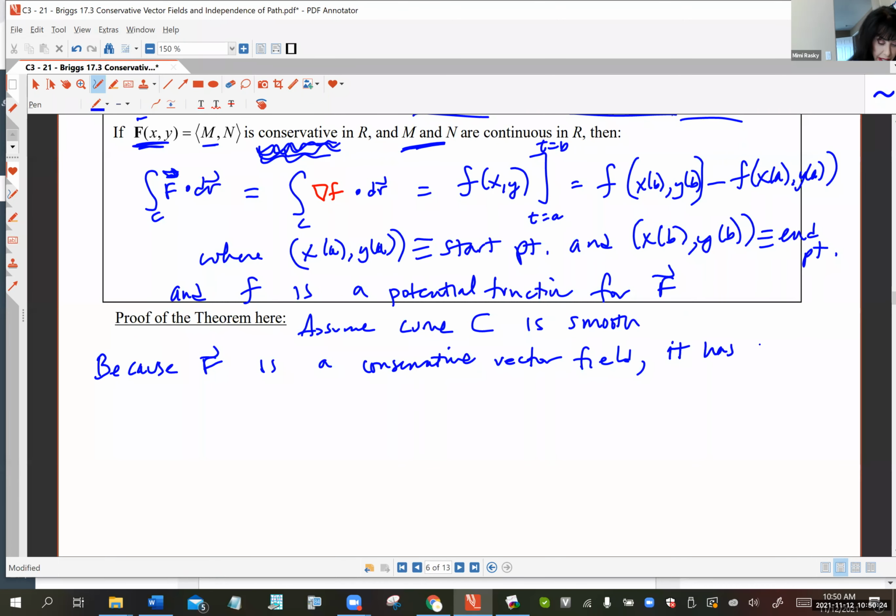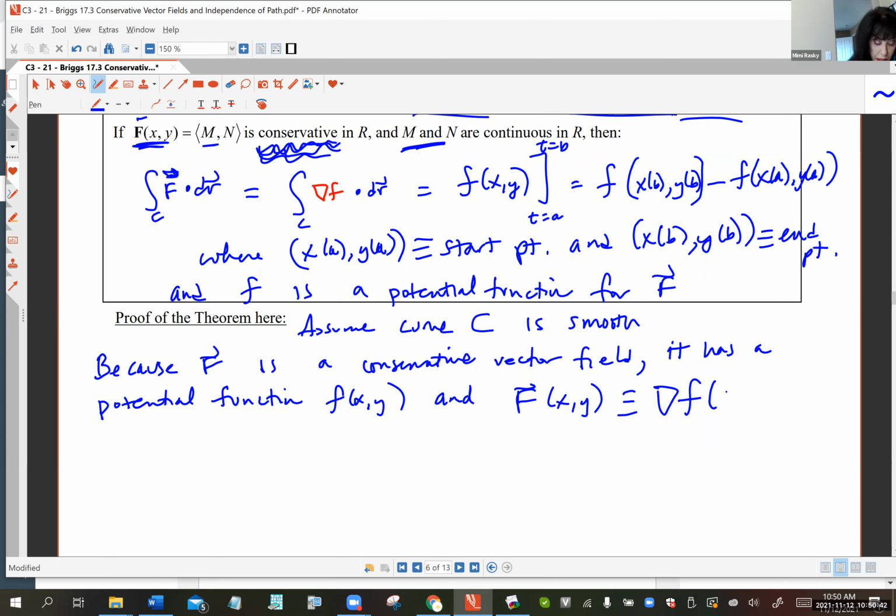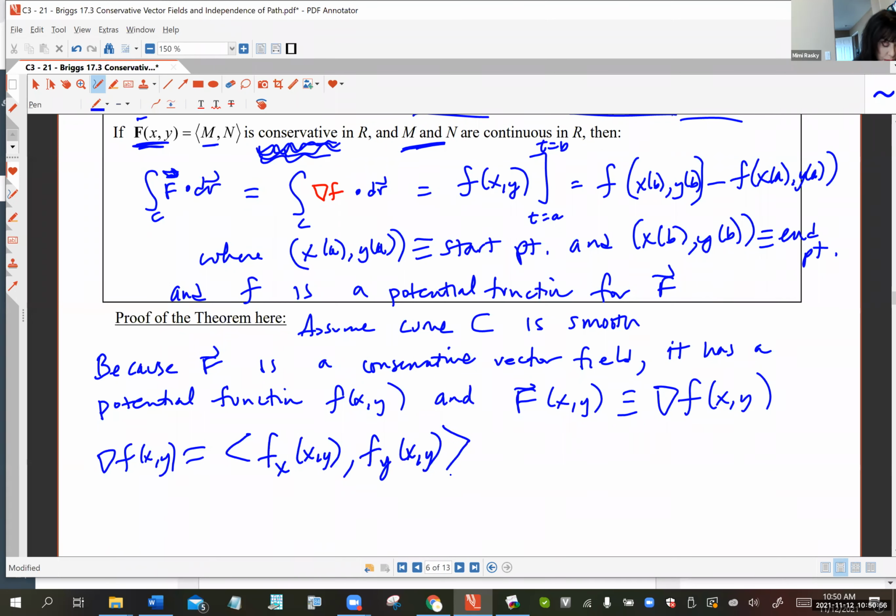It has a potential function f(x,y), and the vector field is automatically equivalent to the gradient of mama. It's understood, okay? So this gradient, and you guys all know about gradients from a previous module in this course, it's just a vector that contains the partials for that scalar function, that's all.